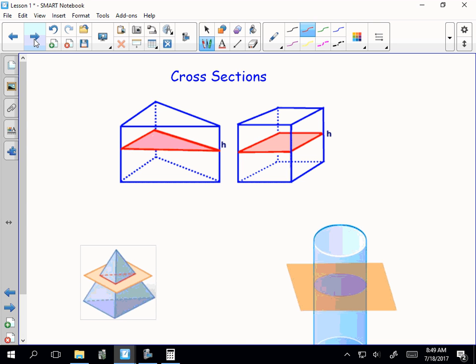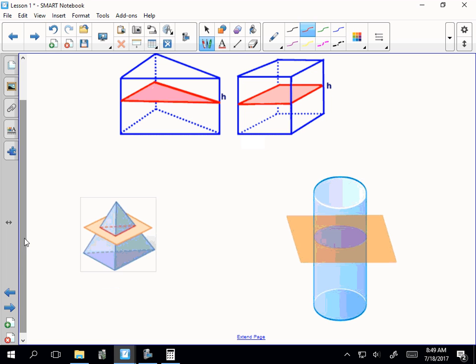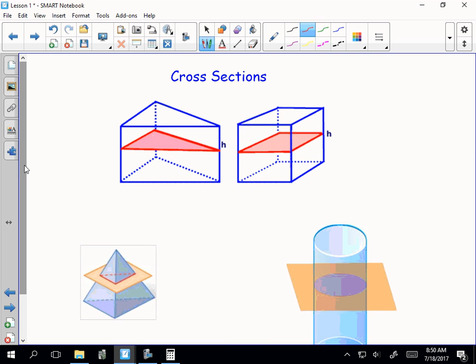Okay, next thing we want to talk about is cross sections. We can cut cross sections through shapes in different ways, and we just want to understand what the cross section would look like, because the cross section becomes a two-dimensional shape. So if we're cutting it and opening it up, here we have a triangular prism. A cross section parallel with the base would be a triangle. If we did a cross section top to bottom, it would be a rectangle.